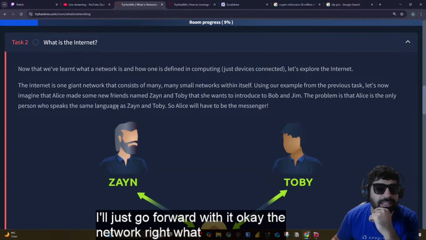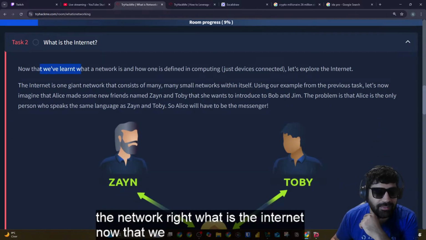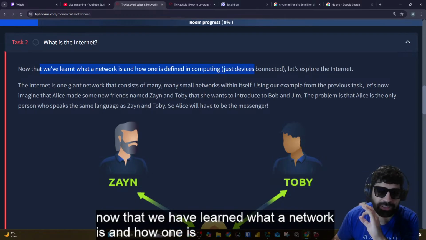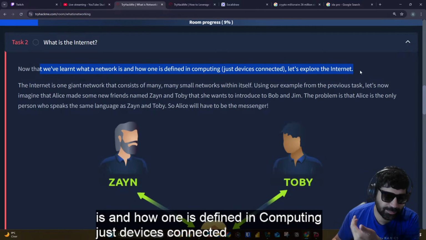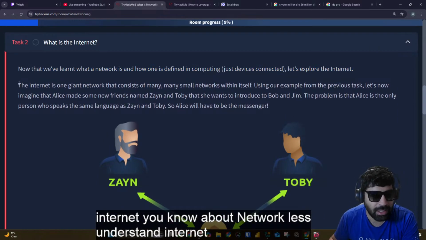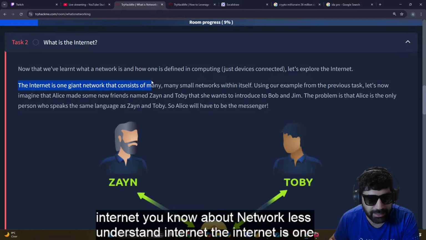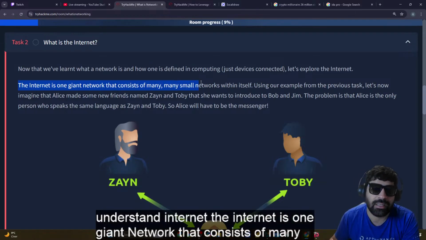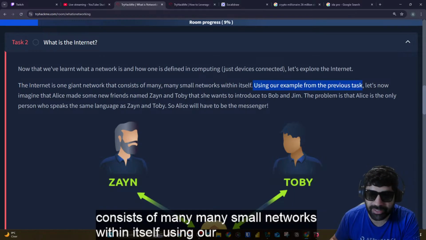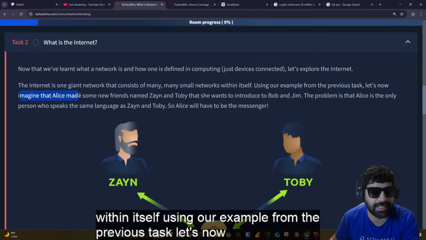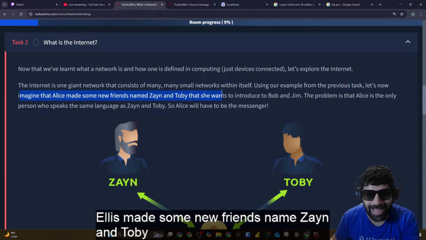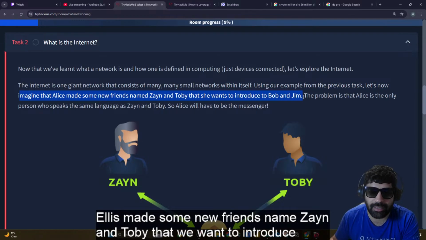What is the internet? Now that we have learned what a network is and how one is defined in computing, just devices connected, let's explore the internet. We know about networks, let's understand the internet. The internet is one giant network that consists of many small networks within itself. Using our example from the previous task, let's now imagine that Alice made some new friends named Zahin and Toby that we want to introduce to Jim and Bob.